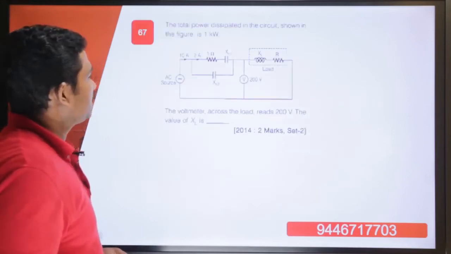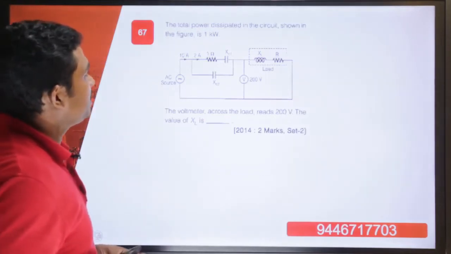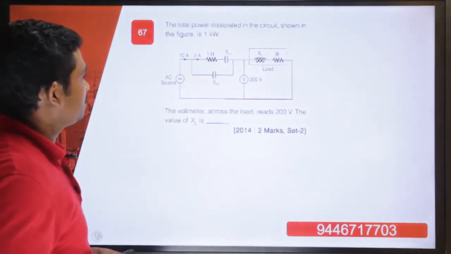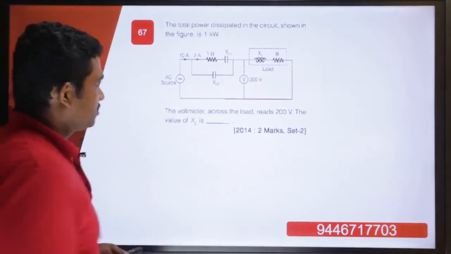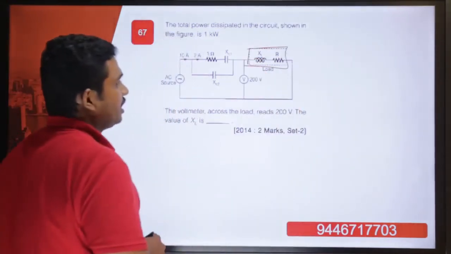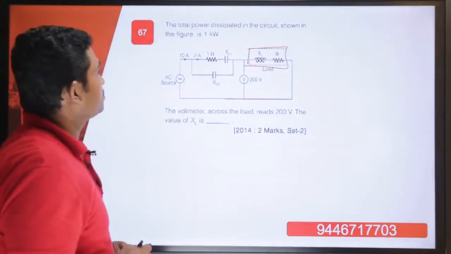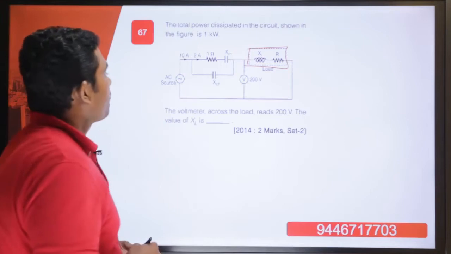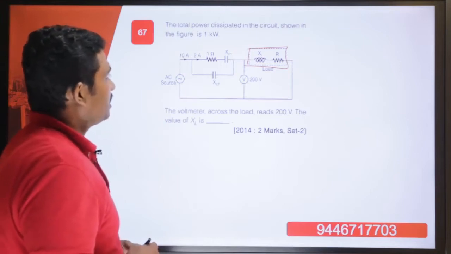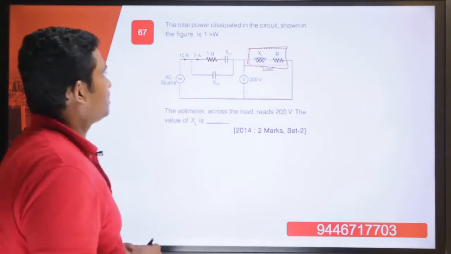Now moving into the next question, question number 67. The total power dissipated in the circuit shown in the figure is 1 kW. So here is the load, with R and XL, and they are saying that the total power dissipated in the circuit shown in the figure is 1 kW. The voltmeter across the load reads 200 volt. The value of XL is what is the question.